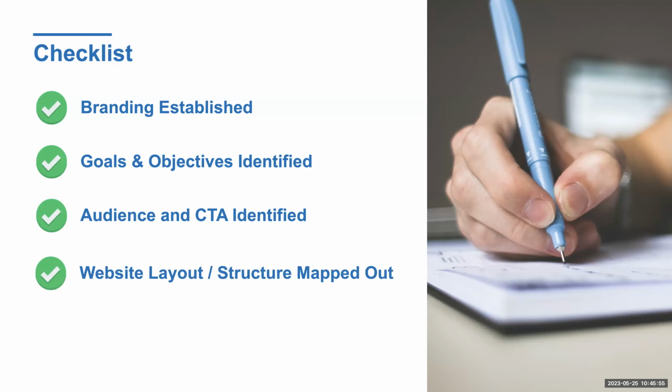Your website layout structure is mapped out. Again, if you're not too artsy, this may be a challenge, and that's okay. But as long as you have an idea of what are the pages I need to have, homepage, services page, about us, contact, right? What other ones do you need to have? If you struggle with that, take a look at some of your competitors. Take a look at other similar companies like yours across the country. How do they structure their website?